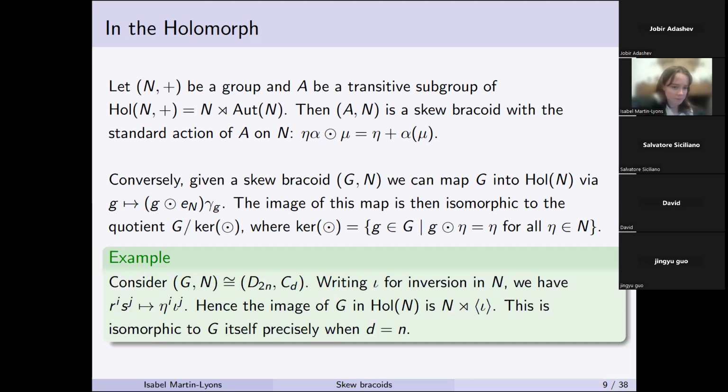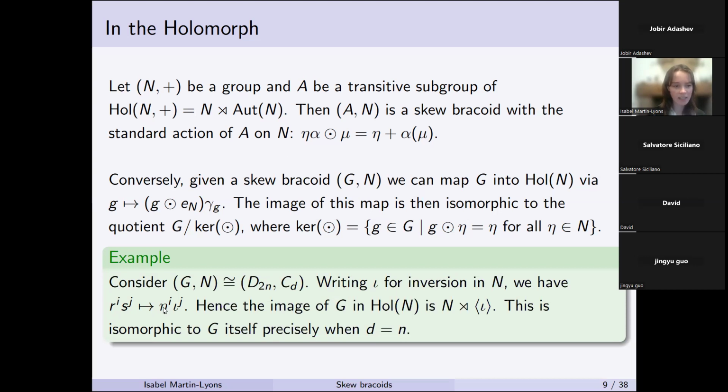So for example, in our dihedral cyclic example, if we write iota for inversion in N, then r to the i s to the j, while acting on the identity, the power of s to the j would flip any power, but if we're starting with the identity, that's still 0. And we just add on the power of r. So this gives us eta to the i.